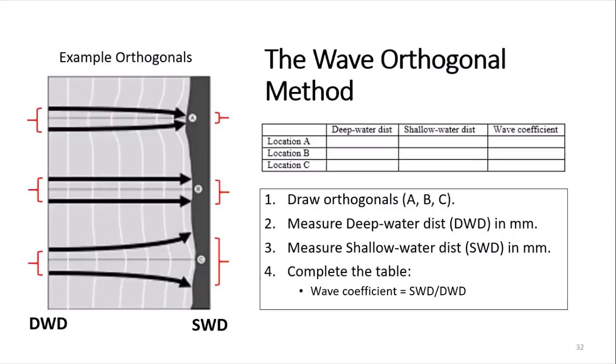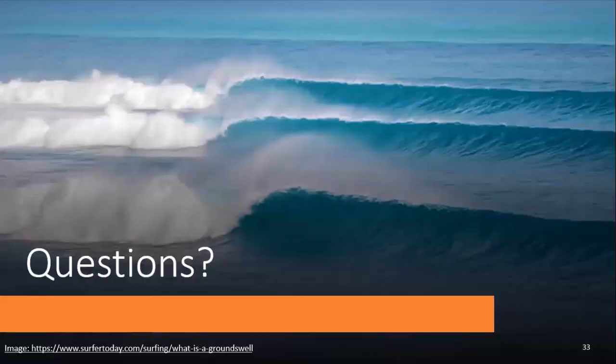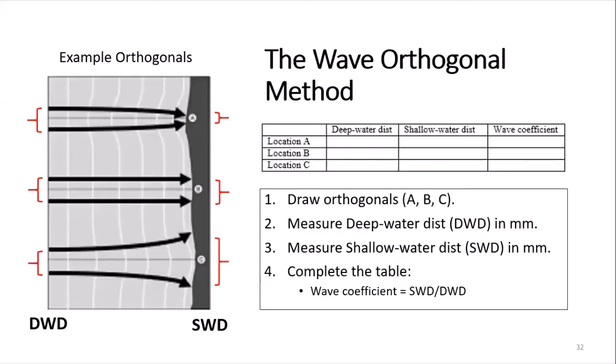You'll then complete the table using the wave coefficient, which is the shallow water distribution divided by the deep water distribution.